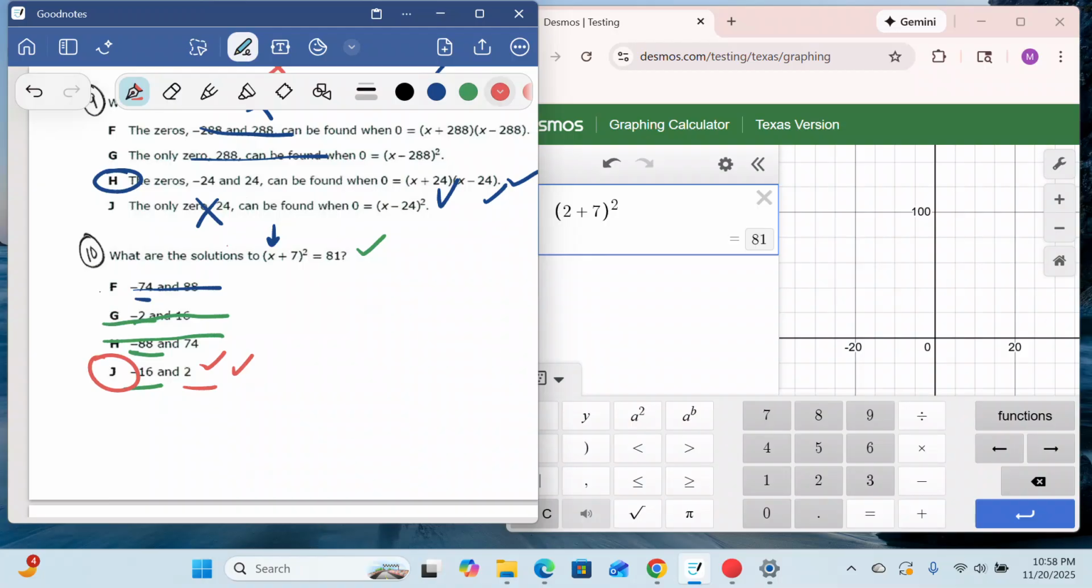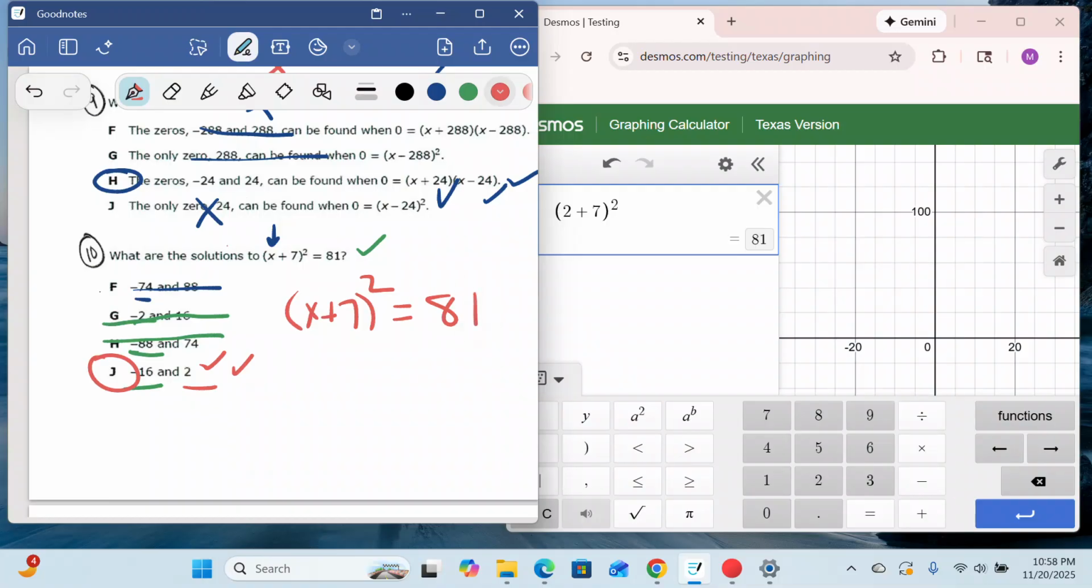The second way to get the answer, and I'm going to show you the solution and the steps, and I don't expect you to do this because we've never covered this in class. But again, if you know how to do this, you can go ahead and do this. So I'm going to rewrite my problem: x plus 7, quantity squared, equals 81.